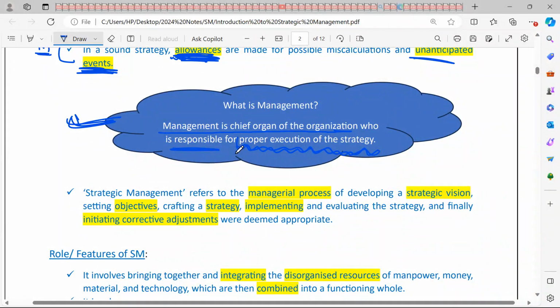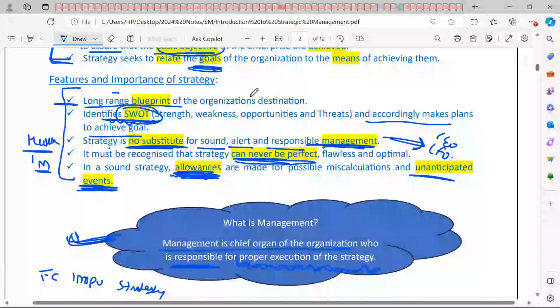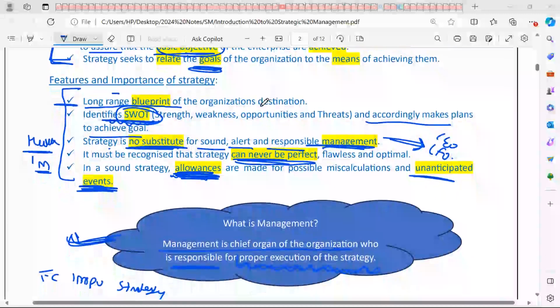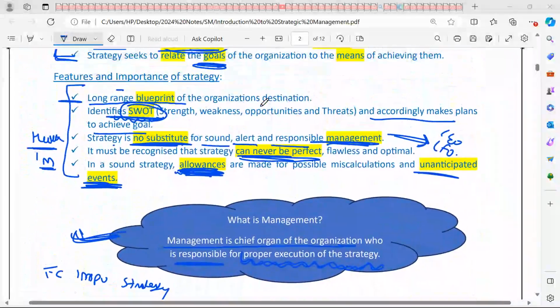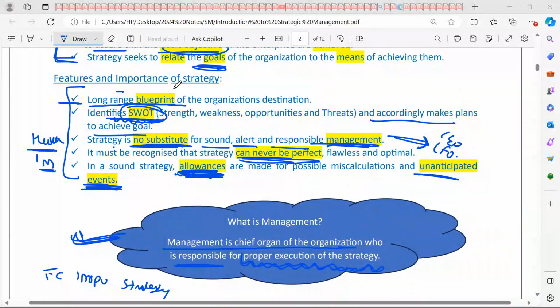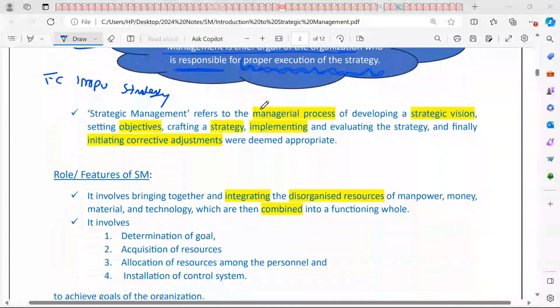Guys, are you active in the class? Please comment in the chat box. Who is going to tell me what are the features and importance of a strategy? Who is going to tell me? Please unmute and can anyone repeat? Yes, please speak. Can anyone answer what we have studied? What are the features and importance of strategy? Nobody? You have to speak. Anyone?